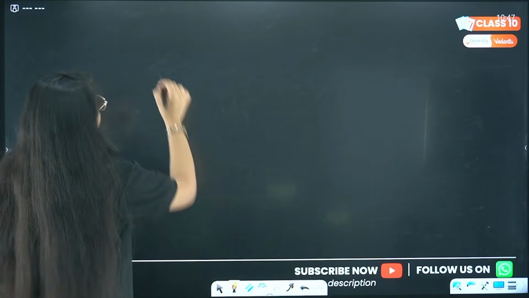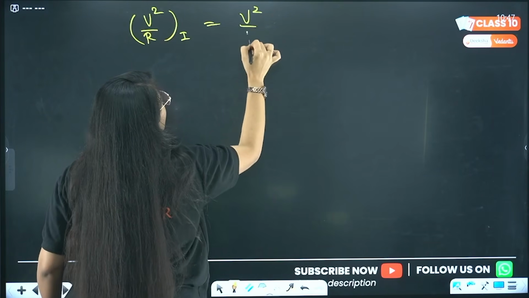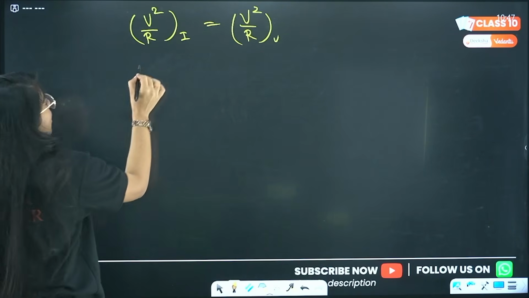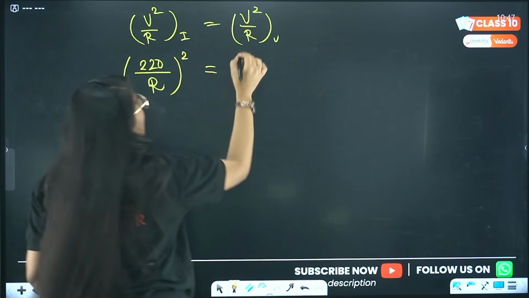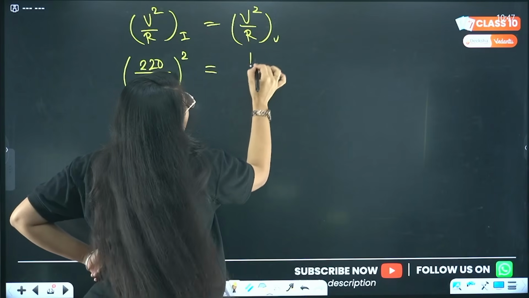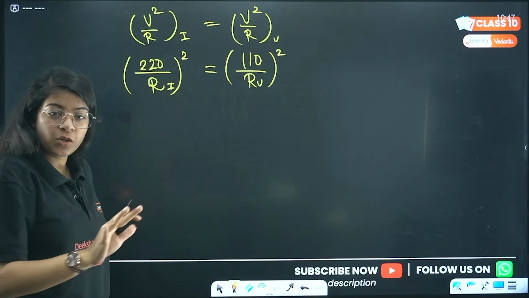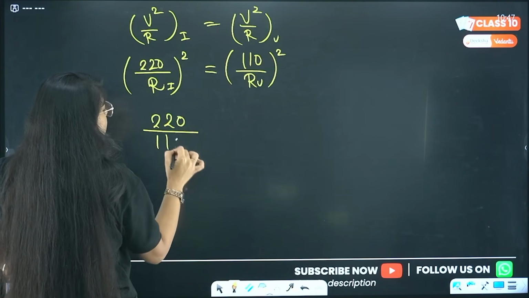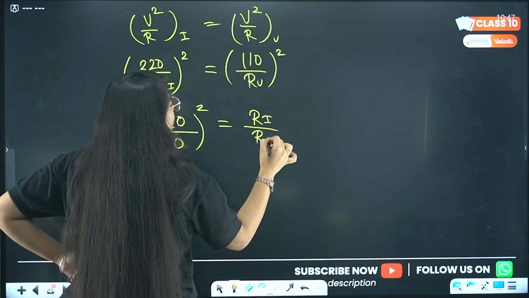Now what we have to do? We have V square by R for India, V square by R for USA. We'll just fill in the values. For India it is 220 squared divided by R of India, and for USA, 110 whole square divided by R of USA. Understood? Clear? Okay, now we'll just rearrange this whole statement. Does this make sense to you? R of India divided by R of USA.